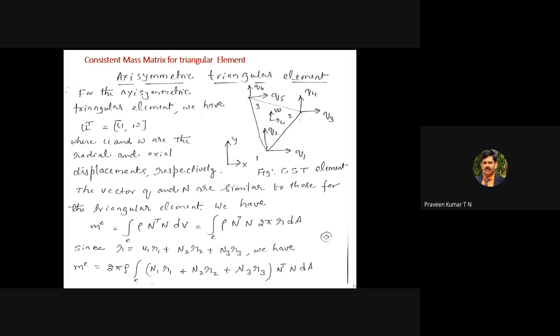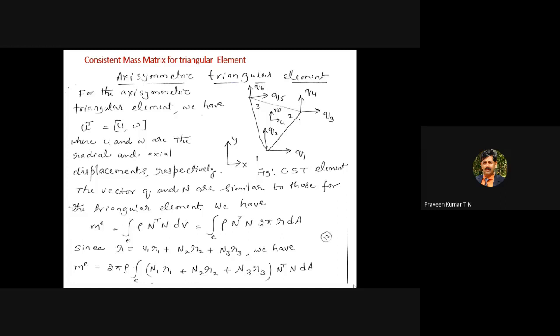One of the axisymmetric elements is the triangular element. There are 2 types of axisymmetric element: one is the quadrilateral element, and the other is the triangular element. As per your syllabus, you have to study the axisymmetric triangular element as well as the quadrilateral element. This is the second part of your module 5.